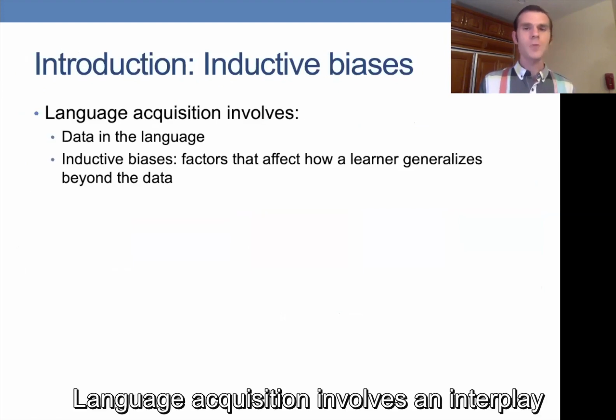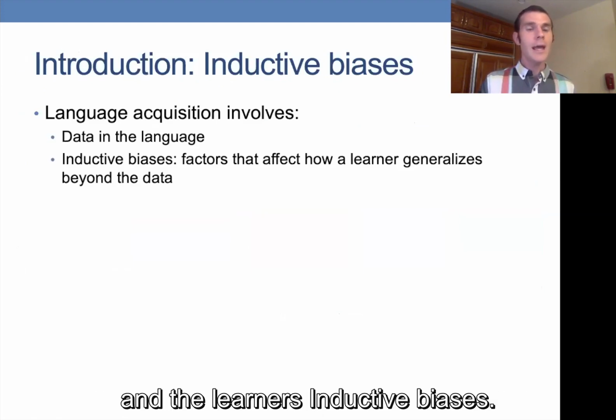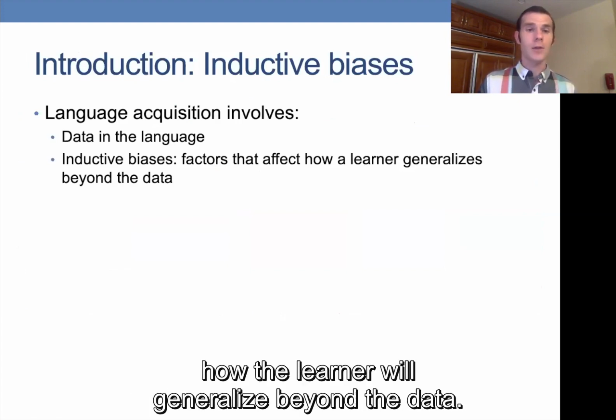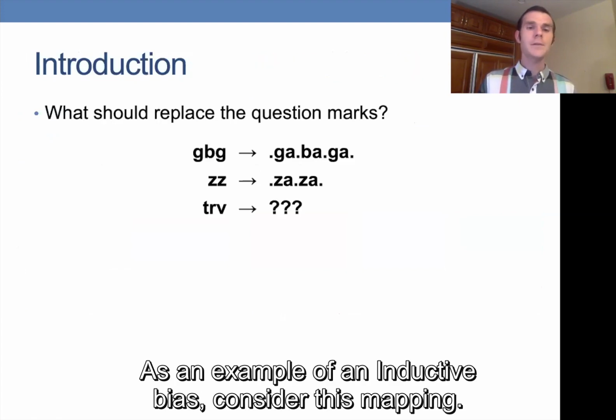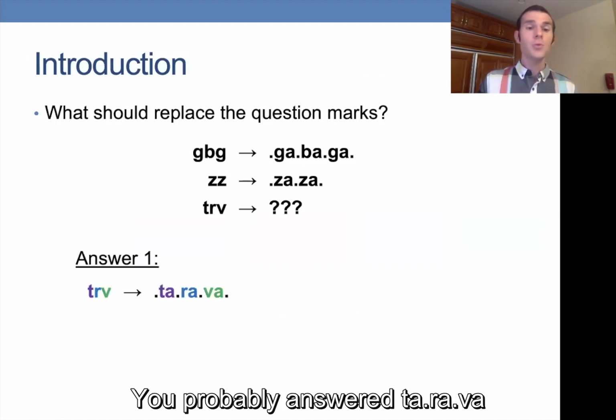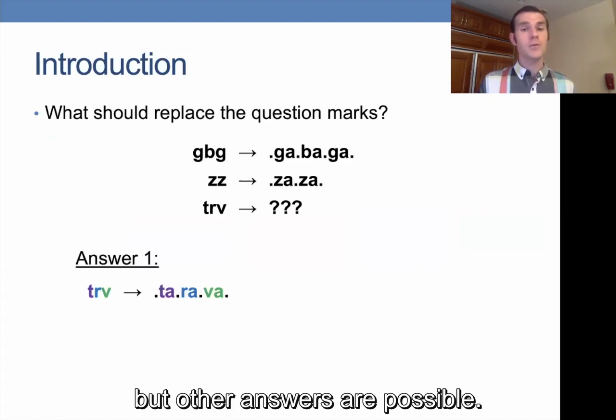Language acquisition involves an interplay between data in the language and the learner's inductive biases, which are the factors that affect how the learner will generalize beyond the data. As an example of an inductive bias, consider this mapping. If GBG goes to ga-ba-ga and ZZ goes to za-za, what should TRV go to? You probably answered ta-ra-ba, but other answers are possible.